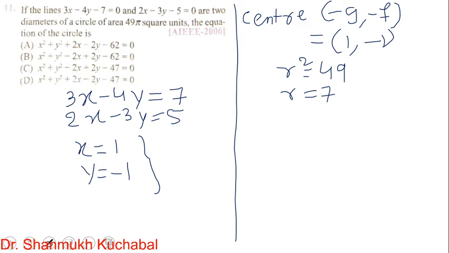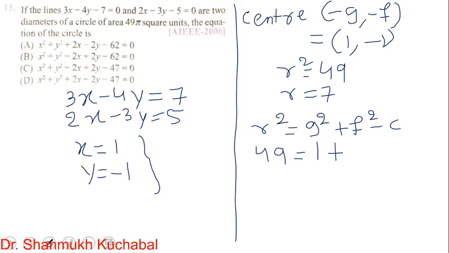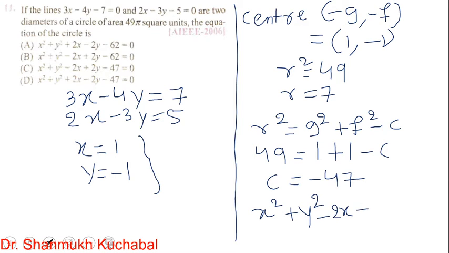So we'll find what c is. The related formula is r square equal to g square plus f square minus c. R square, 7 square is 49, g square, 1 square is 1, f square, minus 1 whole square is 1, minus c. Therefore we get c as minus 47. Therefore this value we have to substitute here. So the equation of the circle is x square plus y square minus 2x plus 2y minus 47 equal to 0.